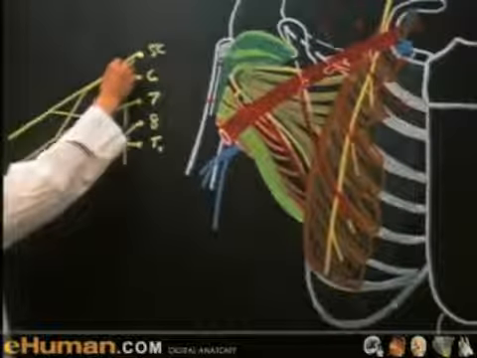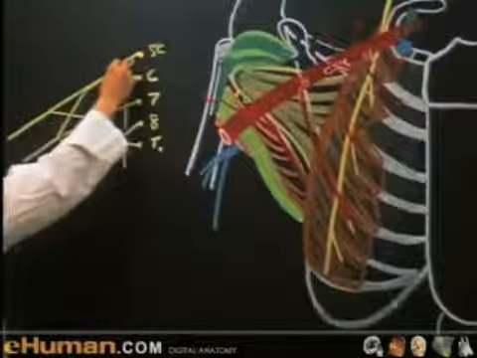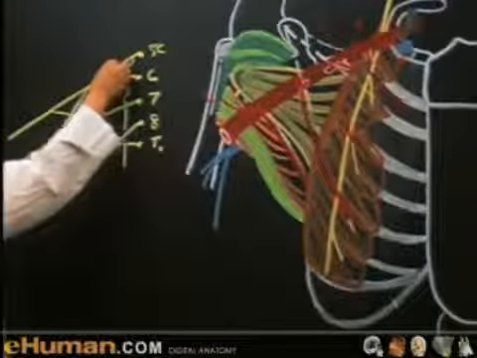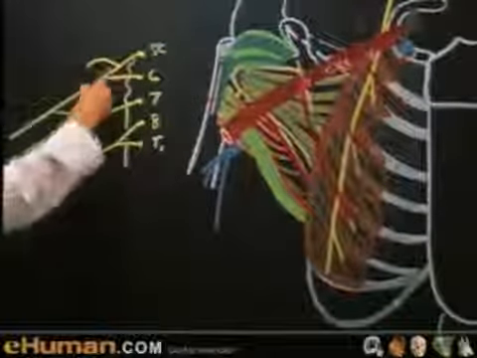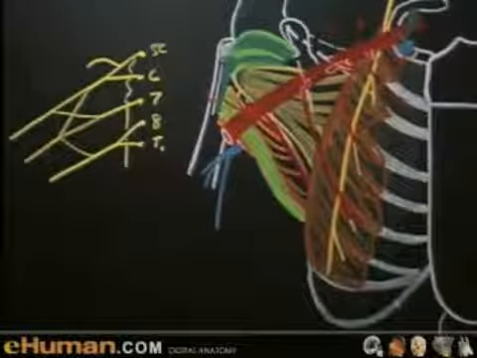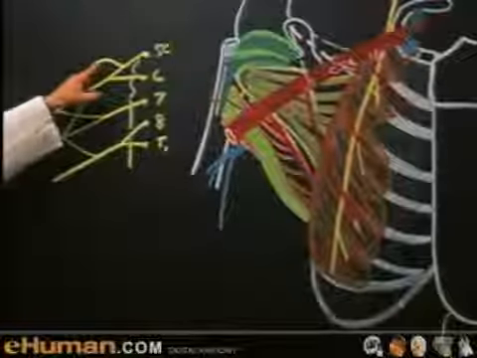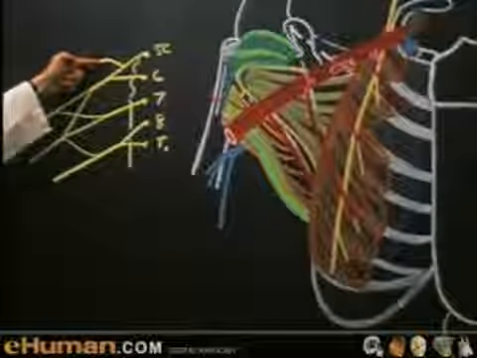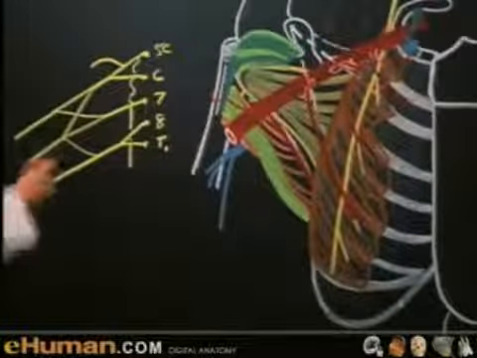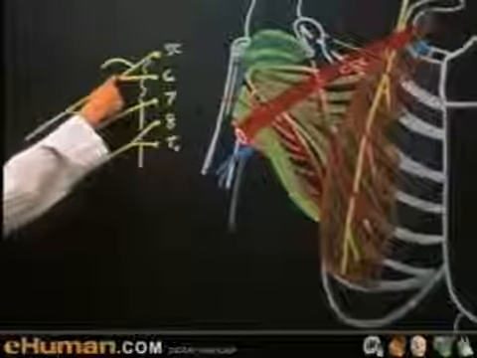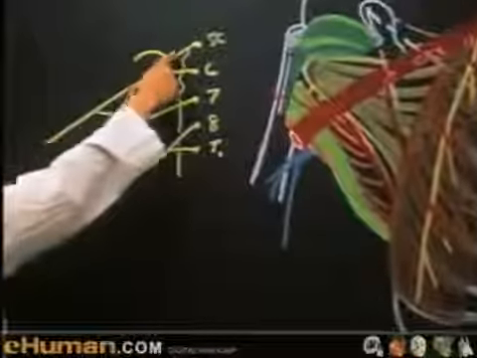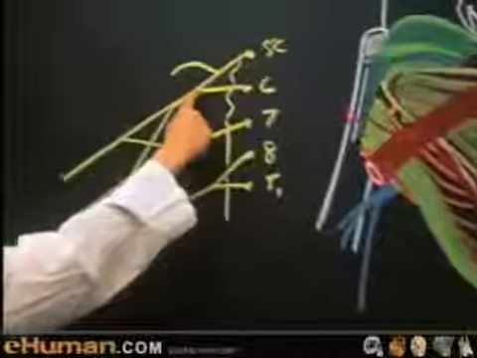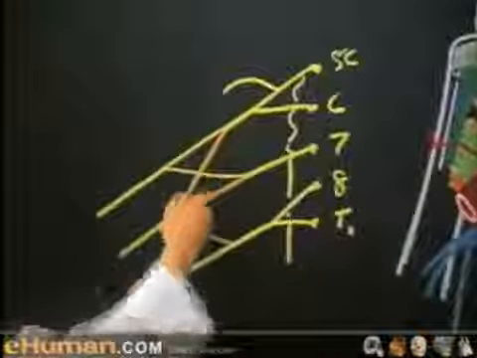From the 5th cervical nerve, or the 5th cervical root of the plexus, there is a little nerve here known as the dorsal scapular nerve. The dorsal scapular nerve will supply the levator scapulae and the rhomboid muscles. This point here is often referred to as the Erb's point, the point where the 5th and 6th cervical roots unite to form the upper trunk.